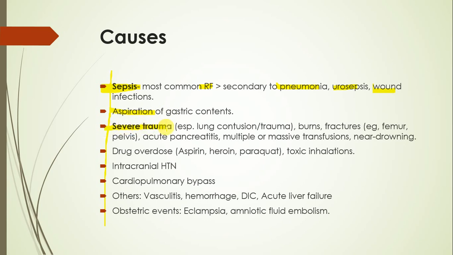Severe trauma is also a common cause. It may be trauma to the lungs, such as lung contusion, or trauma to other parts of the body, maybe head trauma or head injury, etc. Burns, fractures, such as fractures involving large bones, and pancreatitis. That's an interesting cause, because pancreatitis causes release of pancreatic amylase and lipase into the circulation, and amylase and lipase are enzymes that degrade the cell membrane of the alveolar capillary and also the alveolar cells, or pneumocytes, leading to ARDS. Massive transfusion and near drowning are also important causes. There are some other causes, which I think are less important, but still, if you can remember those, it will be helpful in your examination.